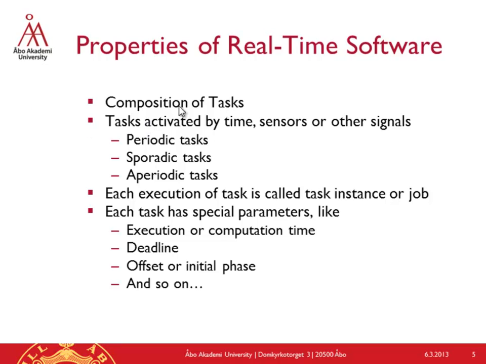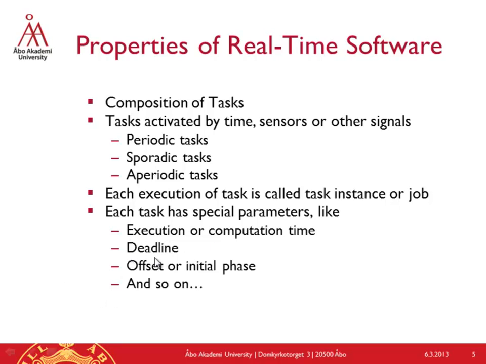Each execution of a task is called a task instance or job. So if a task is a definition of a function, then a task instance or job is an invocation of this function. And each task in classical real-time systems theory is accompanied with several parameters. The most commonly used parameters are execution or computation time. If you just invoke this function, its execution takes a while. You can estimate or measure this time, and it's called computation time and highlighted with capital C.